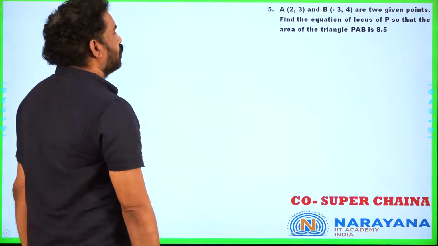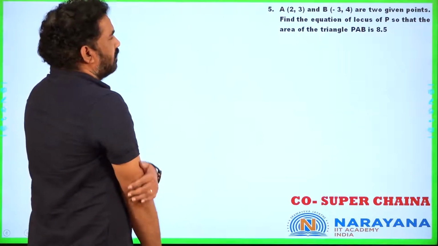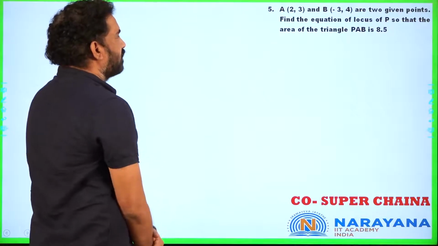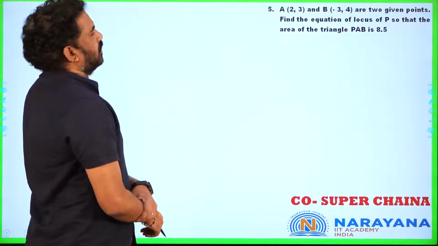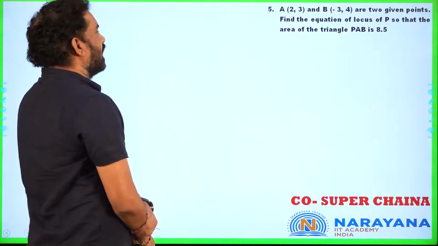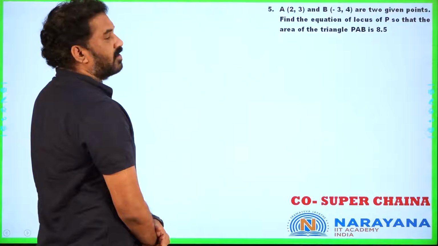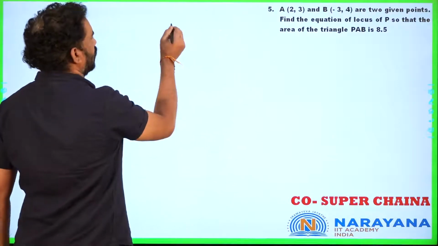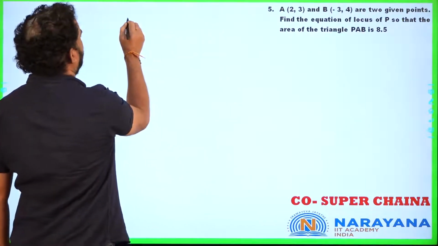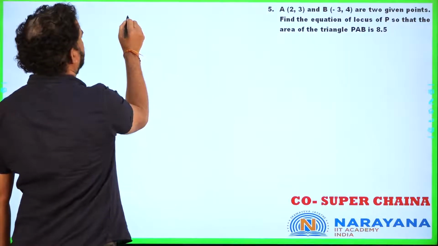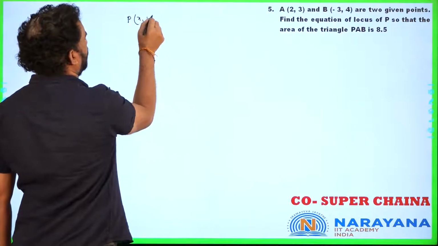Next, A is 2 comma 3 and B is minus 3 comma 4, two given points. Find the equation of the locus of P so that the area of the triangle PAB is 8 comma 5. So simple. So, let us take the point P as x comma y or h comma k.